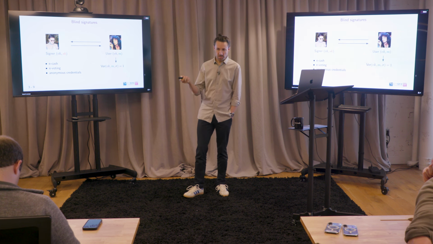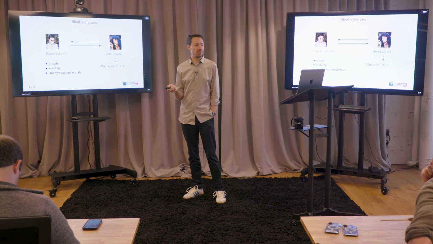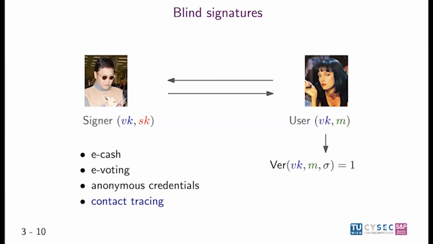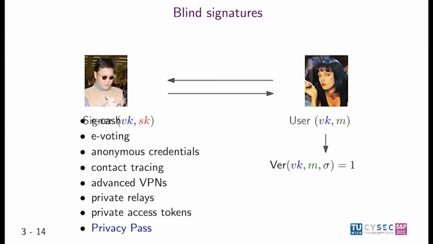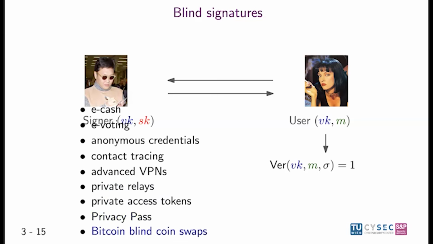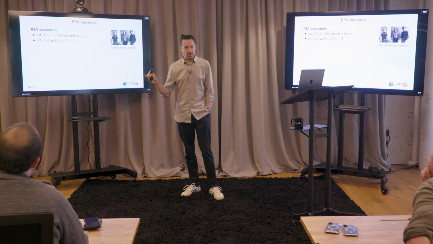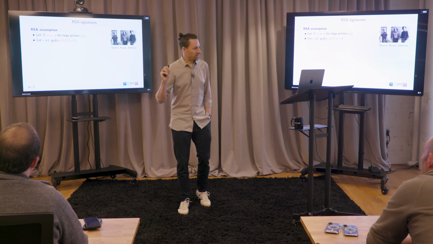And recently, there has been a lot of renewed interest in the concept due to applications in contact tracing, advanced VPNs, private relays, private access tokens, privacy paths, and Bitcoin blind coin swaps. And I'll talk more about the last application. By the way, feel free to interrupt me at any time. It would be nice if this is interactive.